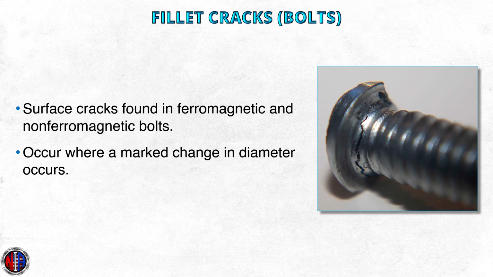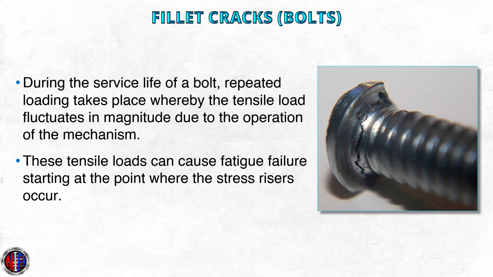Fillet cracks on bolts. Fillet cracks are surface cracks found in ferromagnetic and non-ferromagnetic bolts. Fillet cracks occur where a marked change in diameter occurs, such as at the head to shank junction, where stress risers are created. During the service life of a bolt, repeated loading takes place whereby the tensile load fluctuates in magnitude due to the operation of the mechanism. These tensile loads can cause fatigue failure starting at the point where the stress risers occur.